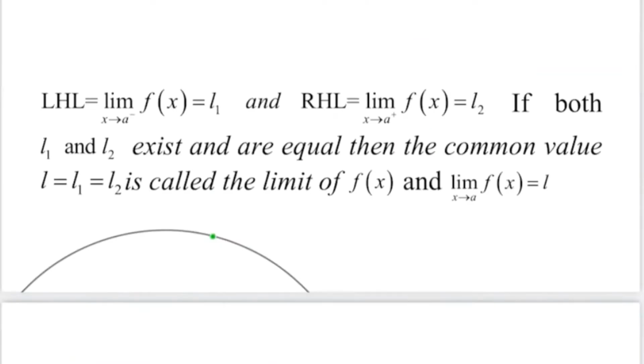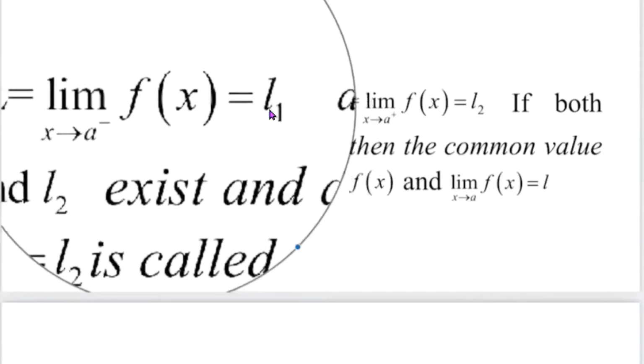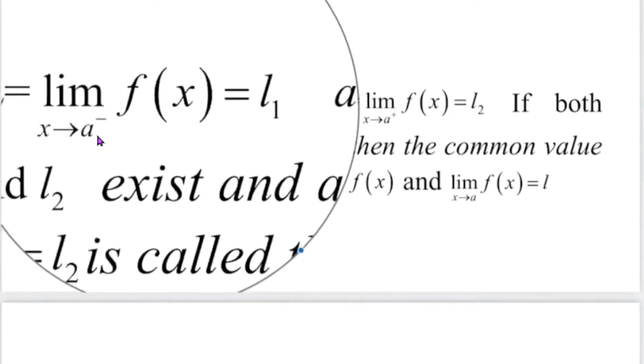Now we shall define the limit of a function f of x as x tends to a. So first we shall define the left-hand limit. Limit of f of x as x tends to a minus equal to L1 means that as x approaches the value a from the left, that is through the values which are lesser than a, the value of f of x approaches the value L1. L1 is the left-hand limit of f of x as x approaches a.